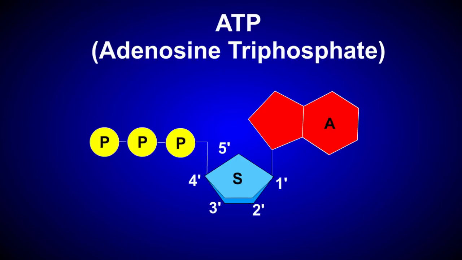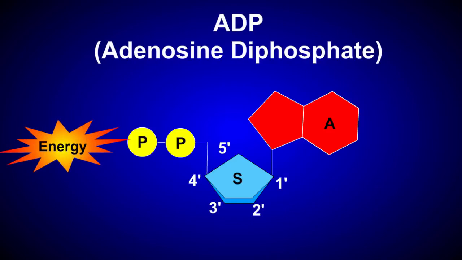When energy is needed, the terminal phosphate group is removed, releasing energy and forming adenosine diphosphate, which may then be recharged by the energy pathways of the cell.